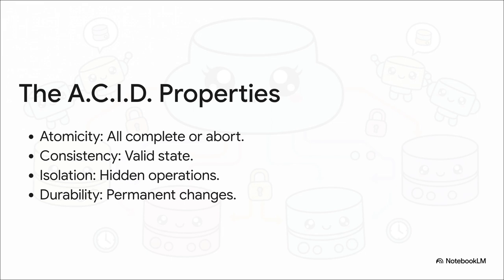Consistency means the database rules are never, ever broken. Isolation ensures that simultaneous transactions are completely hidden from each other while they're working. And durability? That's the guarantee that once you see a success message, the data is permanent, even if someone literally unplugs the server a second later.